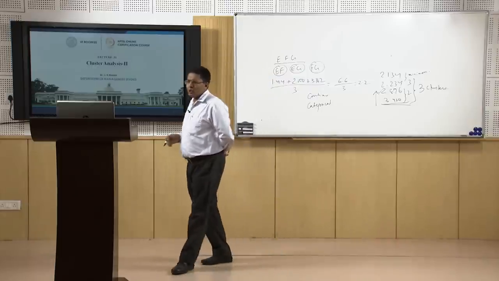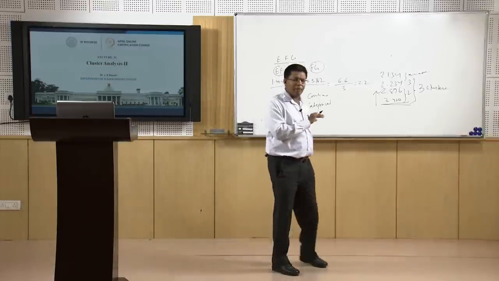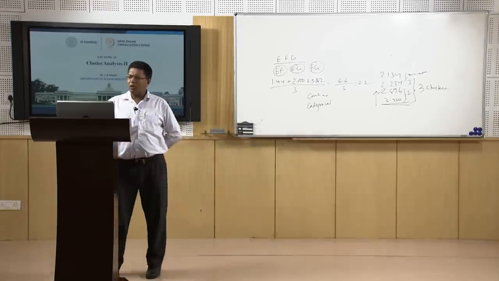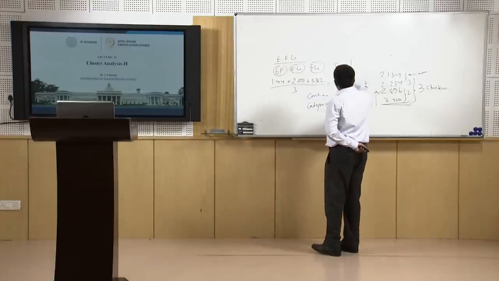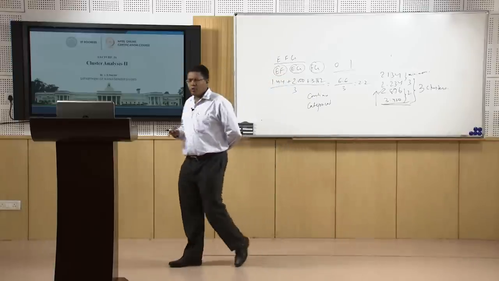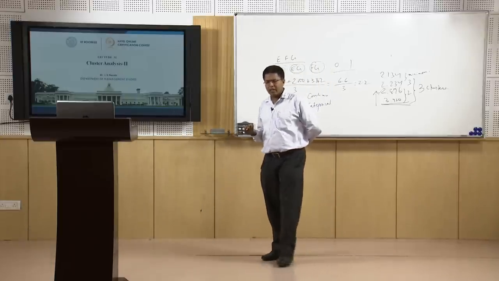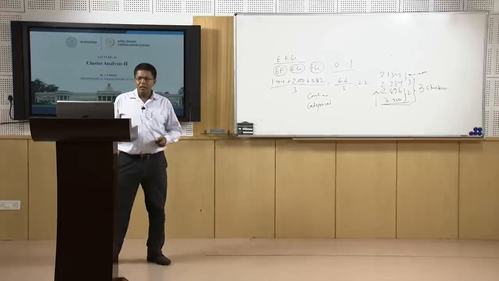The best way to do it is to standardize the data. When you standardize the data, they are more or less all represented on a single platform. The most common standardization is the conversion into the Z score, where the mean is equal to 0 and the standard deviation is 1. So when you standardize the data, all the data will lie roughly between 0 and 1. Then it becomes easier. Maybe your income was in lakhs, crores, or millions, and your gender was only male and female, but when you bring all of them into standardization, they are comparable now. That is one of the biggest benefits.